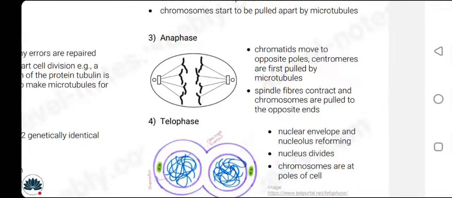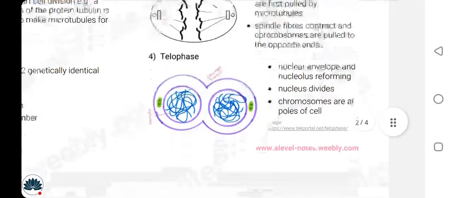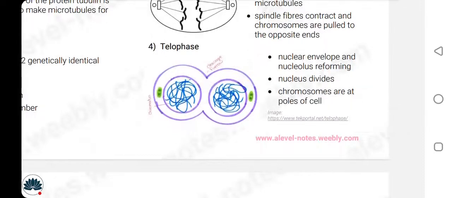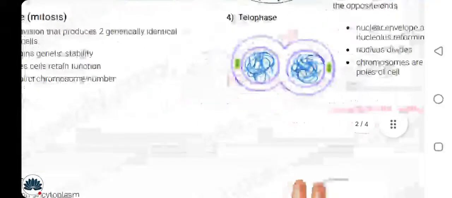Anaphase. Chromatids move to opposite poles. Centromeres are first pulled by microtubules. Spindle fibers contract, and chromosomes are pulled to the opposite ends. And at telophase, the last stage, the nuclear envelope and nucleolus are reforming, and the nucleus divides. The chromosomes are at the poles of the cell, and the diagram shows cytokinesis, meaning the division of cytoplasm.